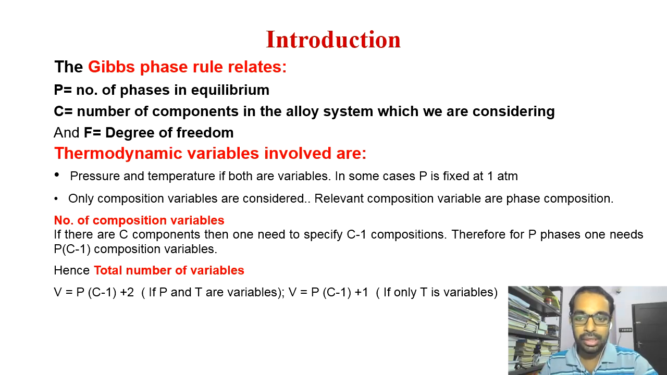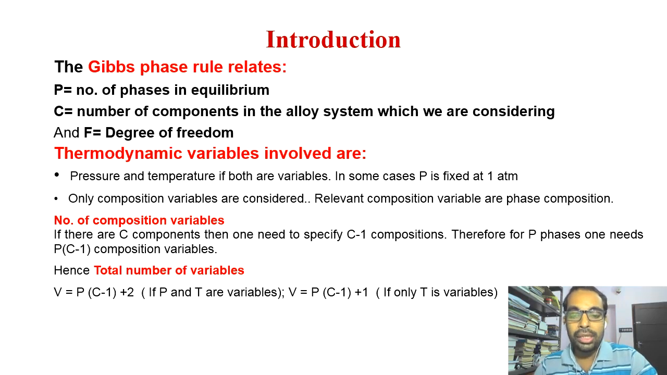Next is the number of composition variables. We just mentioned the phase composition is mostly considered as the composition variable, and if there are C components present in the alloy, one needs to specify C minus 1 compositions for each phase. If there are P phases, the total number of composition variables will be P times (C minus 1), where C is the number of components.